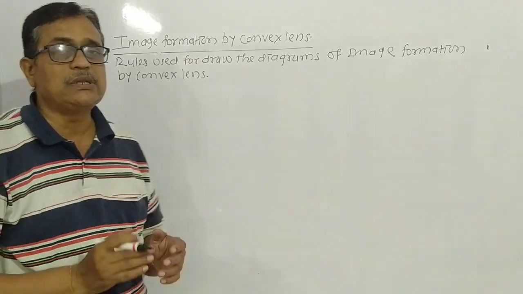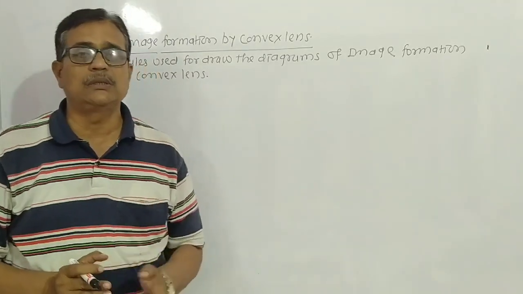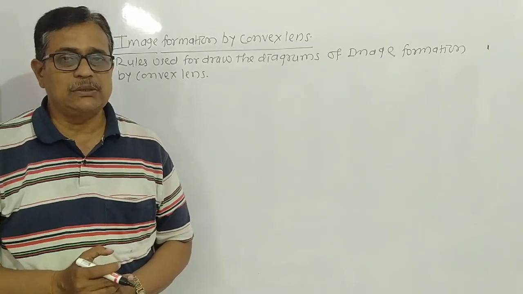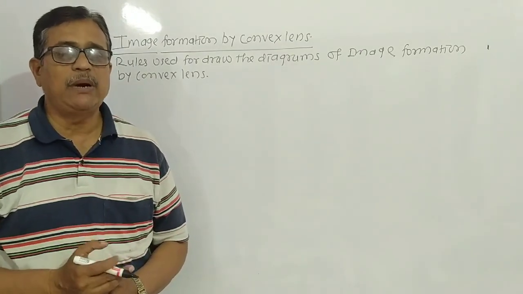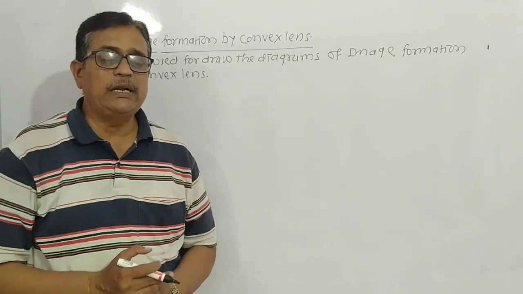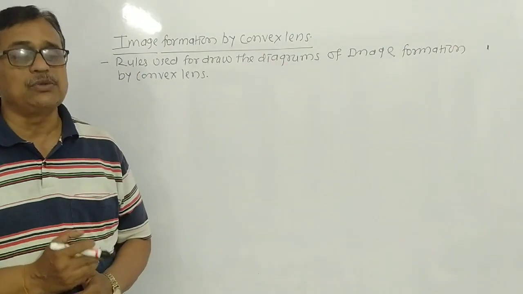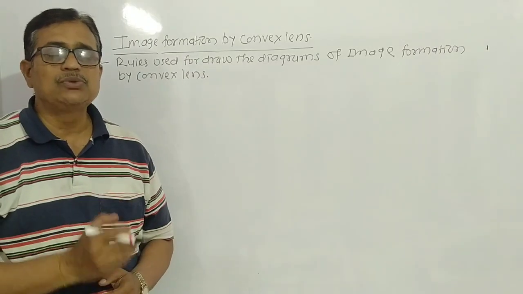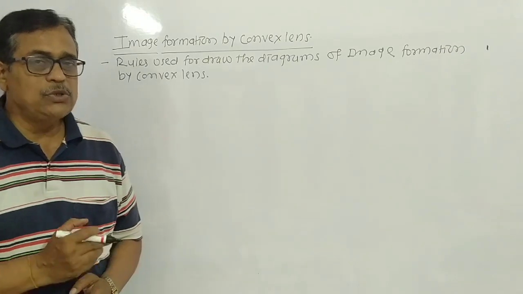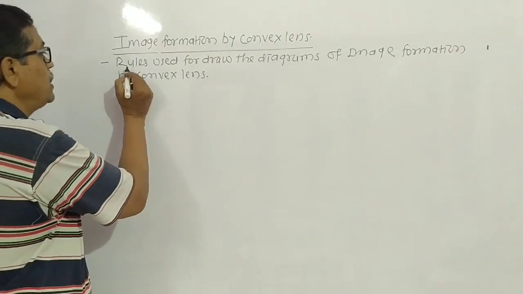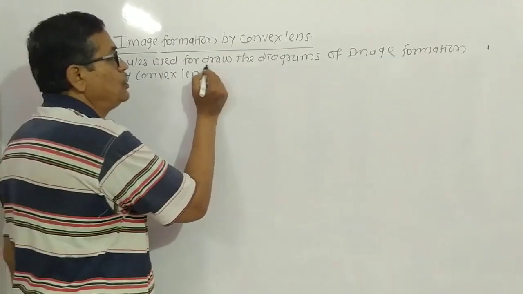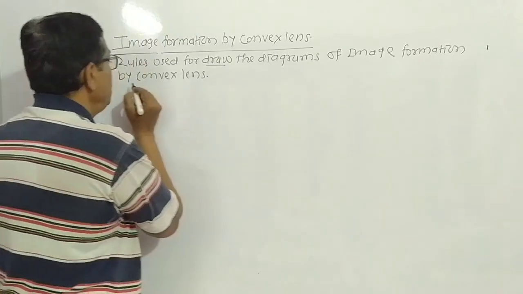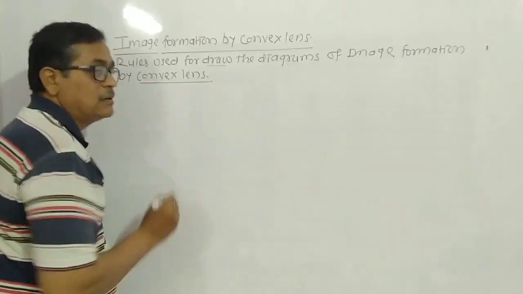Firstly, we study how we draw the diagram of image formation of an object by a convex lens. Before that, it is necessary to understand the rules which are used to draw the ray diagram using the convex lens. Which rules are there? Look here, rules used to draw the diagrams of image formation by a convex lens.